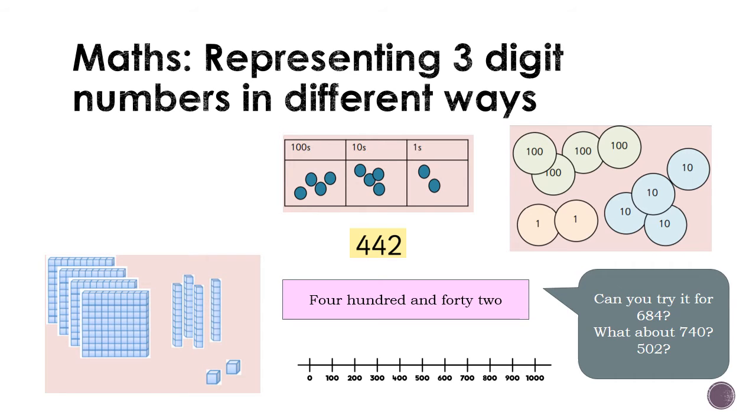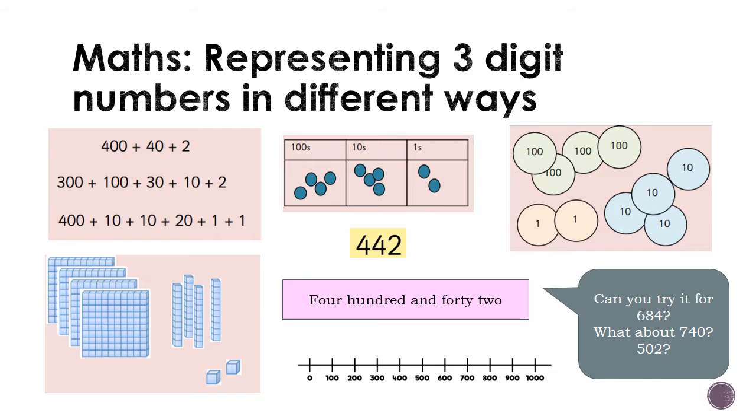This is some special equipment we often use in maths. Sometimes it's called base 10, sometimes it's called Dienes, sometimes we just say hundreds, tens and ones. So the hundreds are represented by those big blocks where there's 100 tiny cubes. The tens are like sticks with 10 in them, and then the cubes are just individual. So that's the same number that's been represented all those other times.